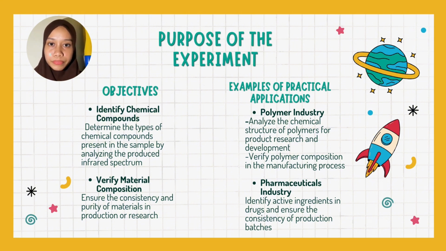Next, examples of practical application. First, polymer industry. Analyze the chemical structure of polymers for product research and development. Number 2, verify polymer composition in the manufacturing process. Next, pharmaceutical industry. Identify active ingredients in drugs and ensure the consistency of production batches.